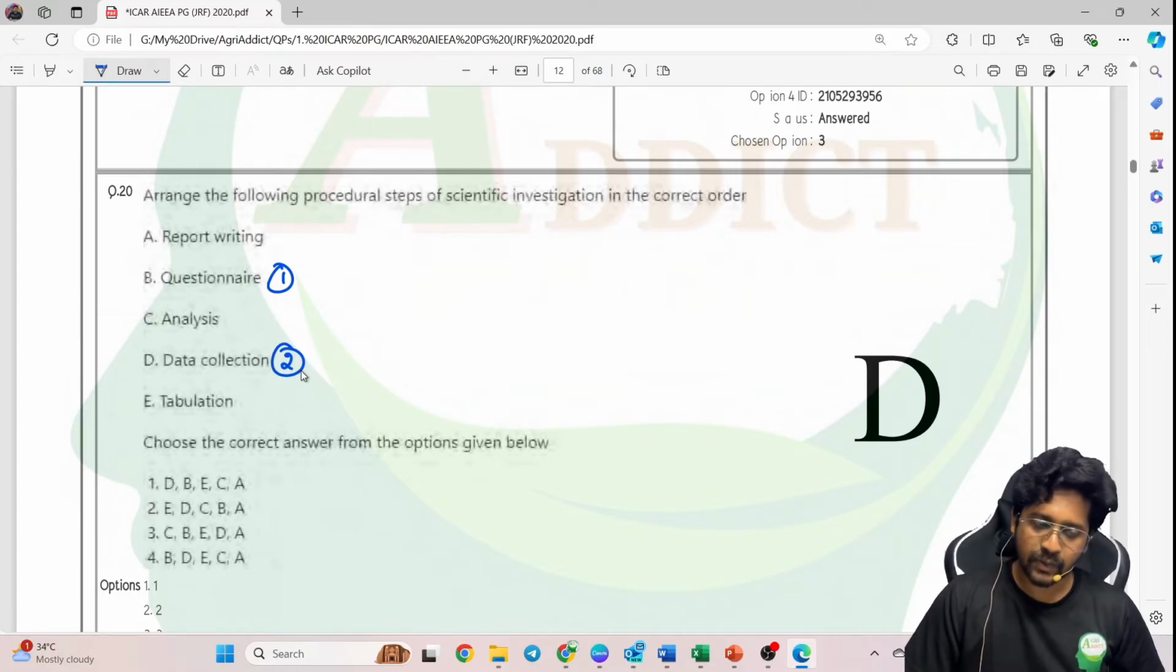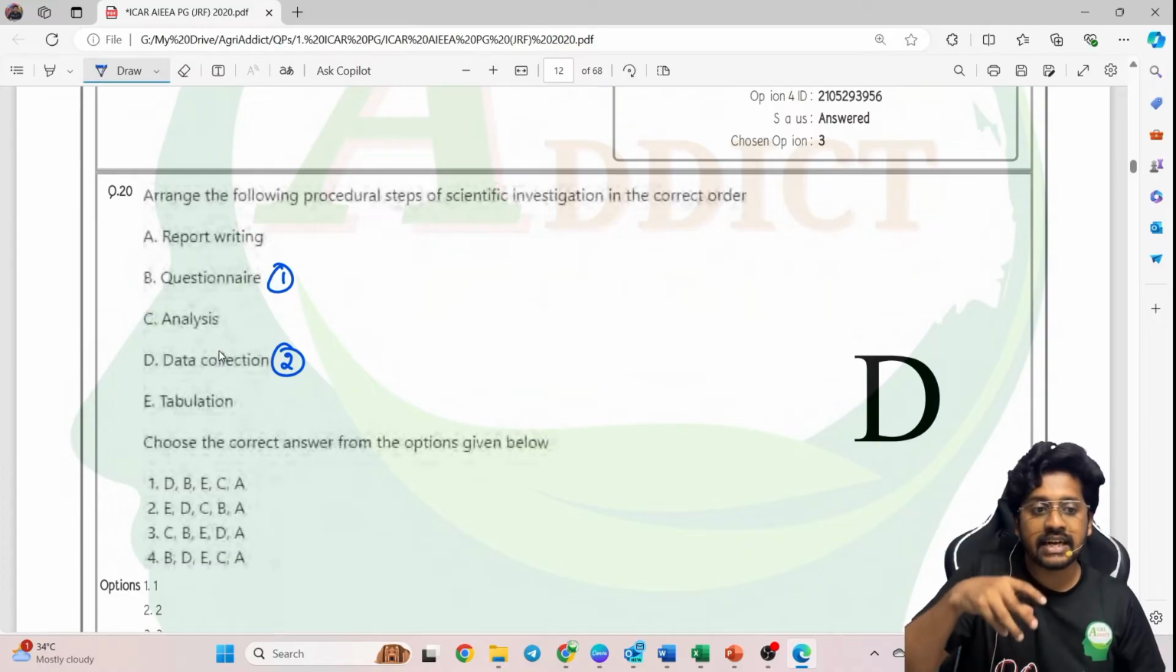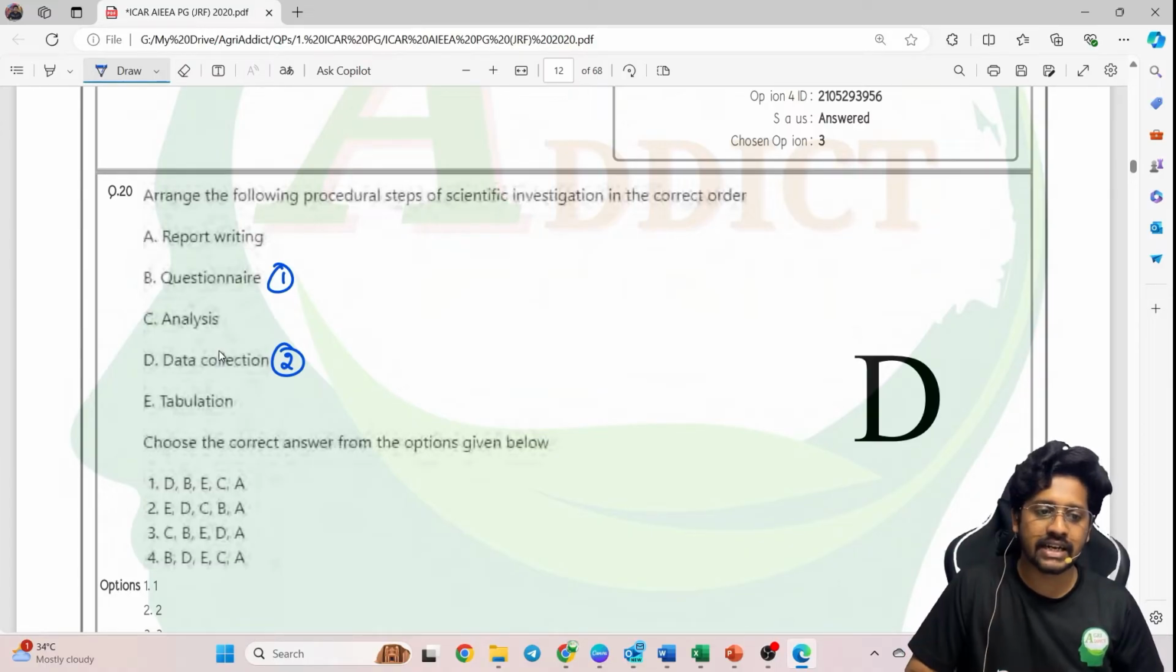We are going to the respondents. We are using the questionnaire to gather the data, right? That is called the data collection. After data collection, there are two options. Analysis is there, tabulation is there. Before the data analysis, the data written in the questionnaire has to be tabulated, right? Which has to be made in the form of tables. So therefore tabulation is the third procedure.